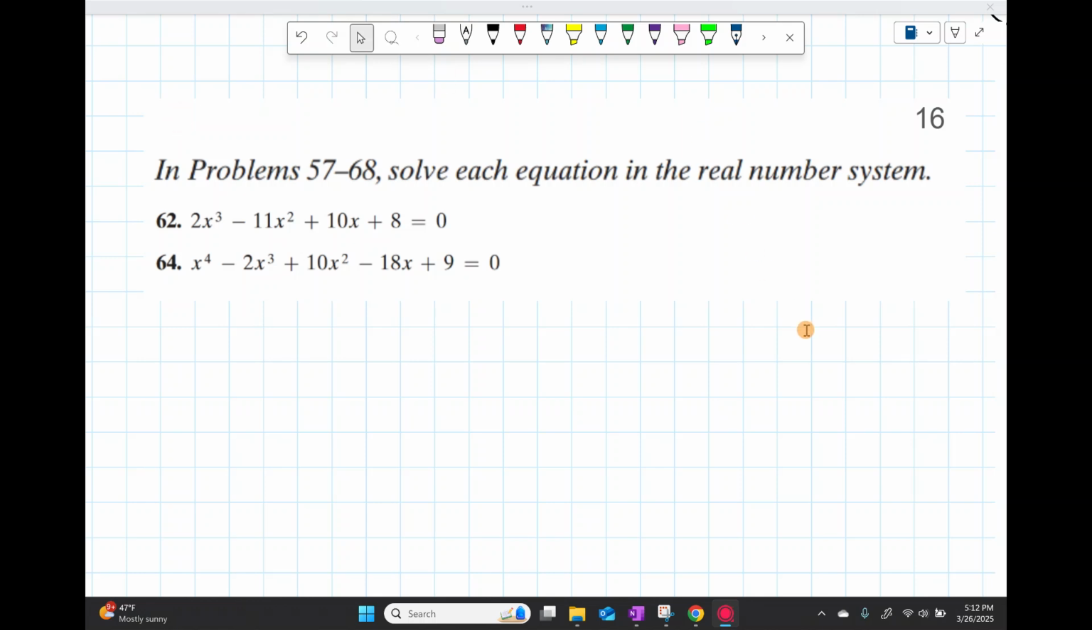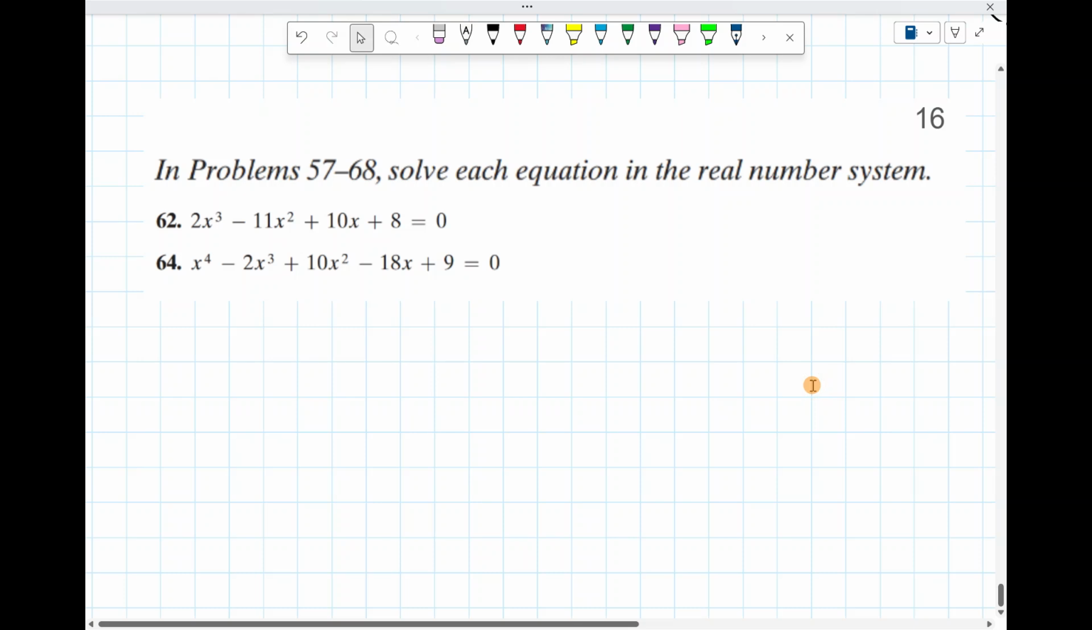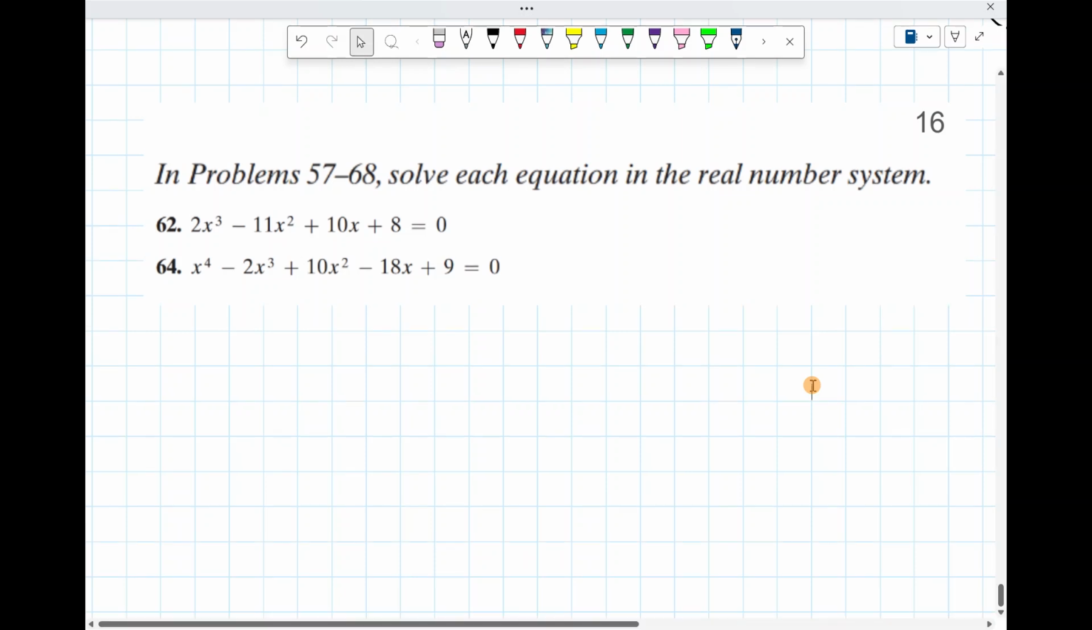In this video, we are going to practice solving polynomial equations. In particular, the skills that we are going to go over in this video will be helpful for solving polynomial equations of degree 3 or higher. So we're going to do this problem, number 64.